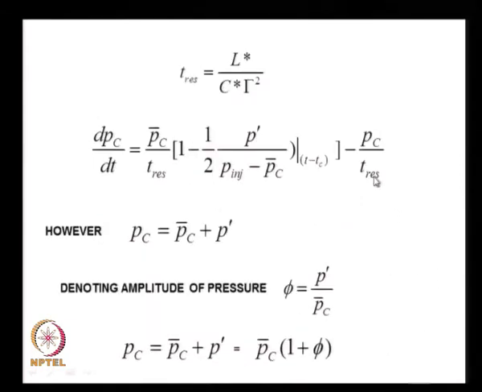However, since Pc is equal to Pc bar plus P bar, I can also denote the amplitude of pressure oscillations in a non-dimensional manner as P bar by the value of Pc bar. Instead of writing P bar and P injected minus Pc bar and Pc bar, I substitute the value of Pc over here in terms of Pc bar plus P bar, or 1 plus phi into Pc bar, and what is the expression I therefore get?